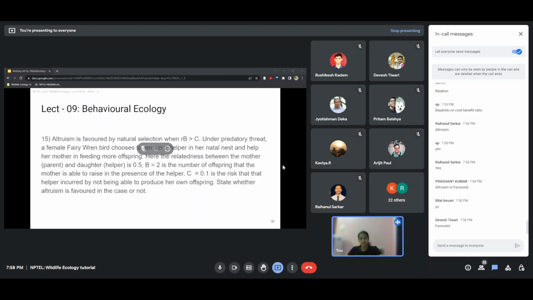So yes, altruism is favored in this case because the relatedness times the benefit is much greater than the cost that is incurred by the helper daughter.